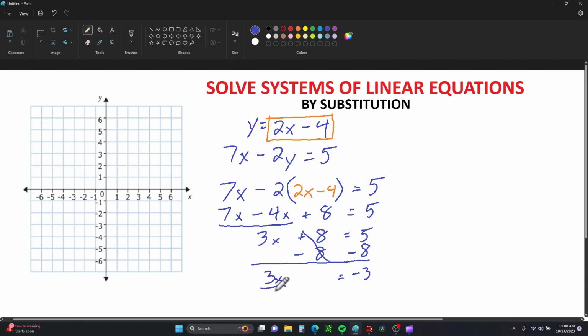So now over here, once I solve, my x is, I'm going to write it up here, my x is minus 1. Now that I know x is minus 1, I can go back. I'm going to use the simpler of the two equations. So this one over here is y equals 2 times x, and instead of x, I'm just going to put minus 1 in there, and then minus 4. So now y equals minus 2 minus 4. So y is minus 6.